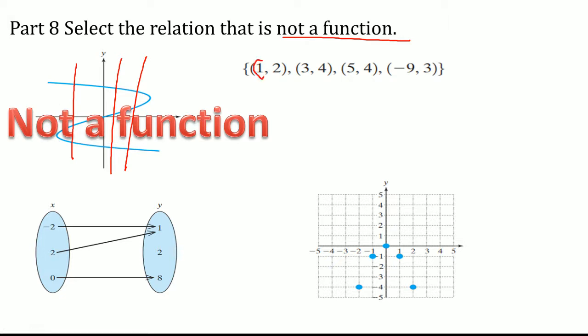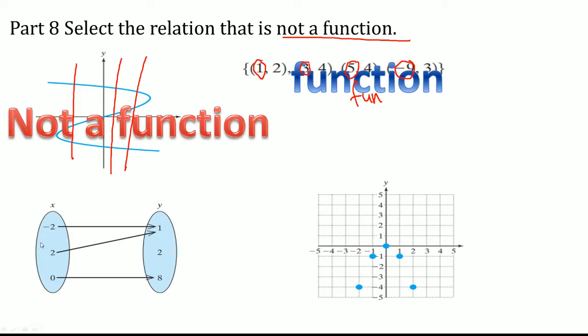You plug in a 1, you get a 2, perfect. You plug in a 3, you get a 4, perfect. You select a 5, you get a 4, perfect. You pick a negative 3, you get a 3. Perfect. This is actually a function. So would we select this one? No. This is a function.